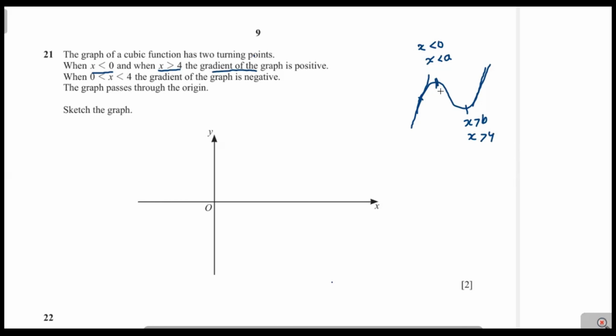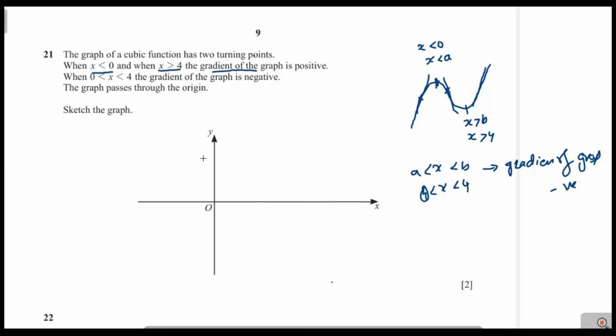Now you see here between these two turning points, the gradient of the graph is negative. You can take a tangent. You see here when you take a tangent, the gradient of this tangent is negative. Therefore, between x greater than a and less than b, the gradient of the graph is negative. Now we can write it as x greater than 0 and less than 4.